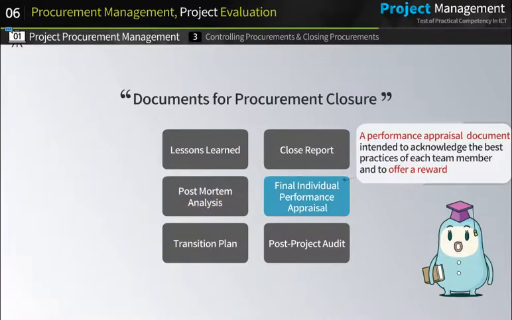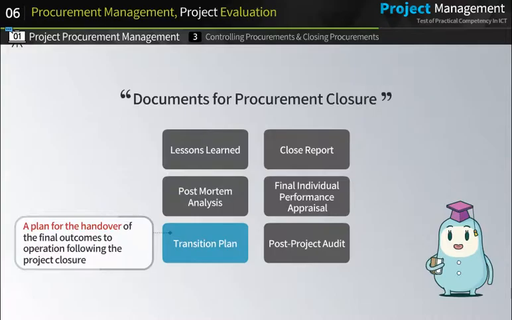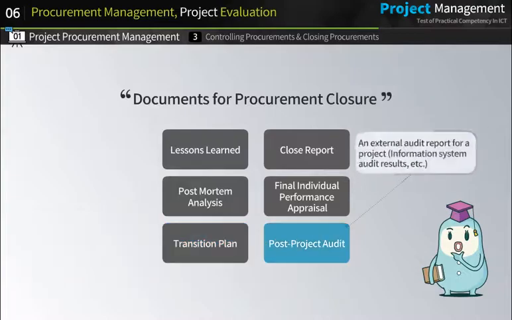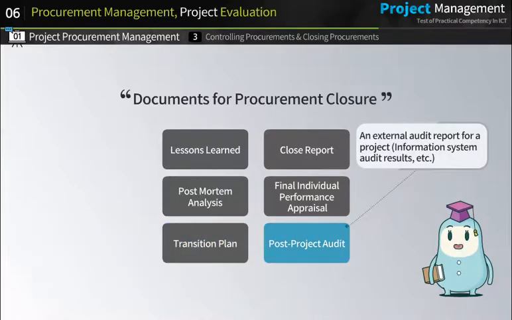Final Individual Performance Appraisal is a performance appraisal document intended to acknowledge the best practices of each team member and to offer a reward. Transition Plan is a plan for the handover of the final outcomes to operation following the project closure. Post-project audit is an external audit report for a project, such as information system audit results.